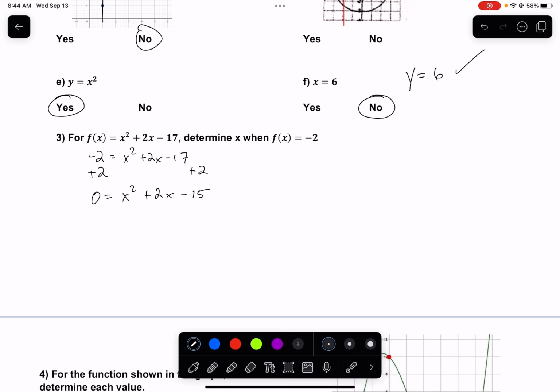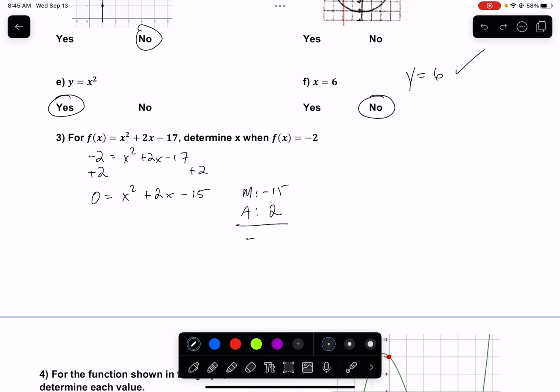What is that? It's a simple trinomial. And it's factorable. Multiply to negative 15, add to 2. 3 and 5? Negative 3 and 5. Positive 5, negative 3? Okay. Same thing.